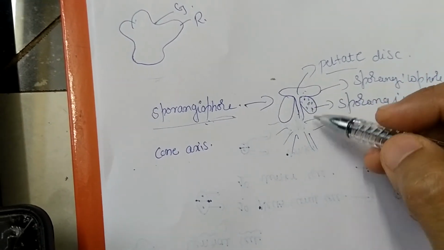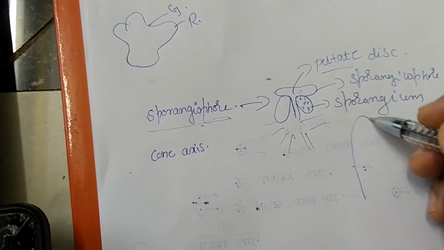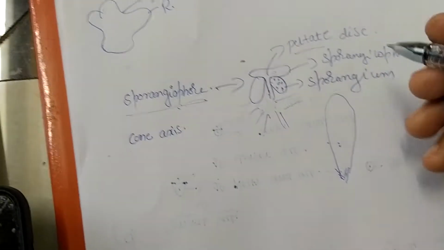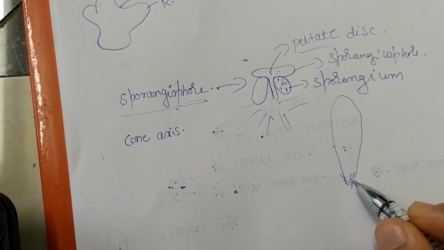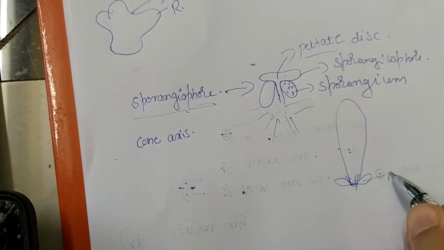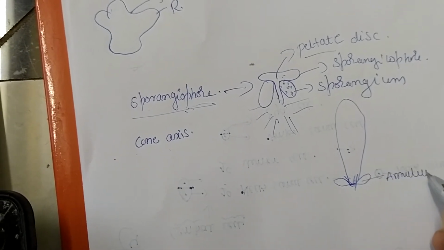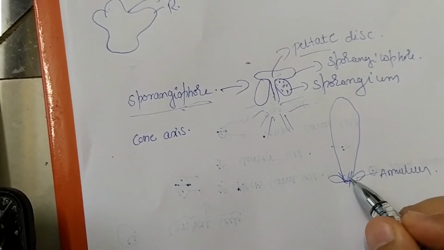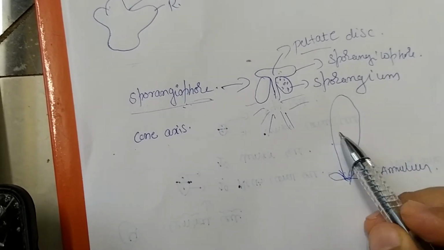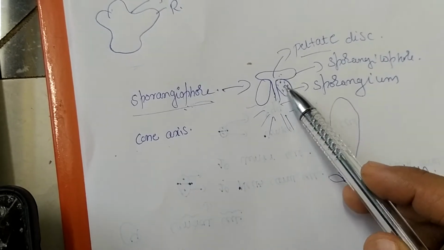arranged in whorls. Where is this entire structure formed? In this cone or strobili. This cone or strobili at its lower surface has a ring-like structure called annulus. Annulus is a ring-like structure on which a compact organ called strobili is present. In strobili we have sporangiophores.